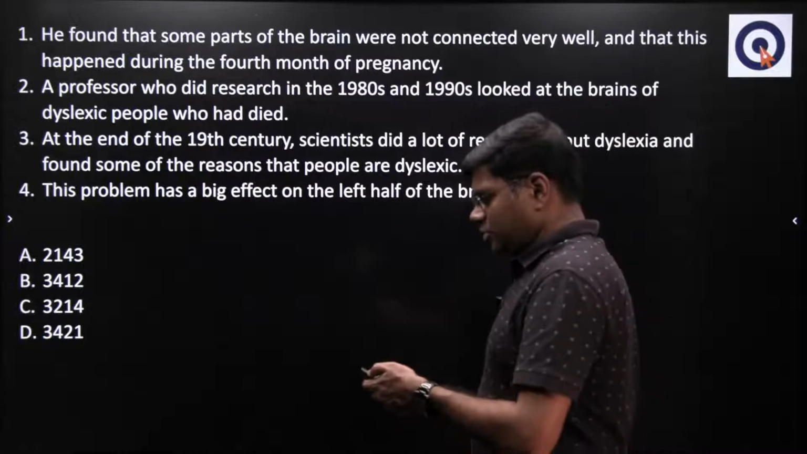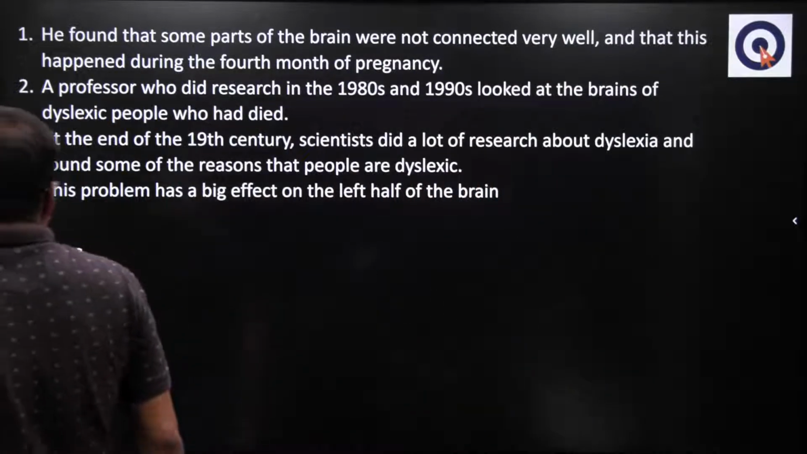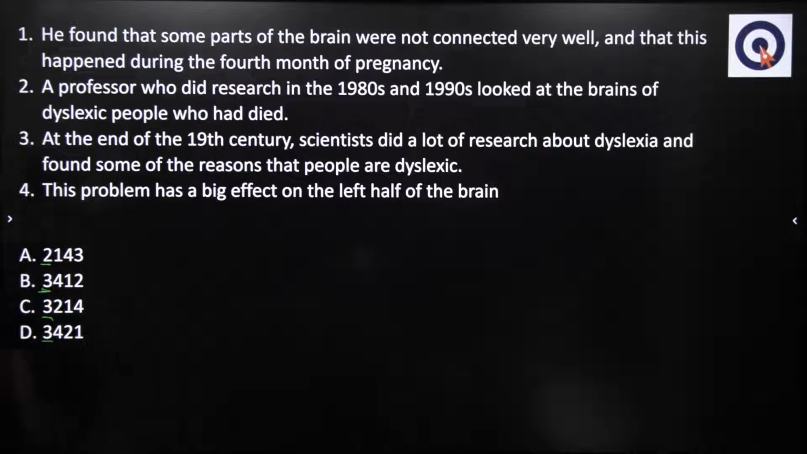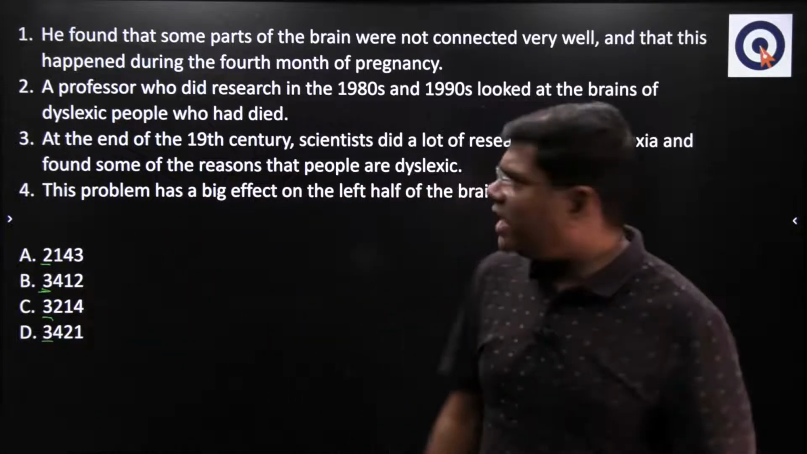This is the second question. So all of you can try this question now. You have 1, 2, 3, 4. Again, you look at the sentences. 2 is the opening sentence, 3 is the opening sentence. That means 3 is most likely to be the opening sentence based on the options that you see here. The options tell you that either 2 or 3 is going to be the opening sentence. So please take a look at 3.